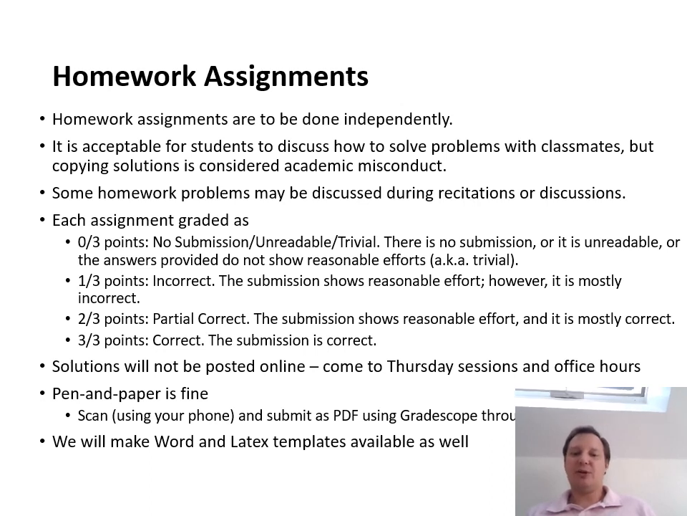We will not post solutions online, but you can always ask questions during Thursday sessions or during office hours about your homework and what the solutions are. It's fine to solve them using pen and paper, and then you can scan them using your phone and submit as PDF using Gradescope through Canvas. So that works really well, usually.